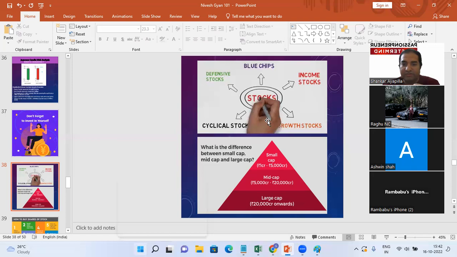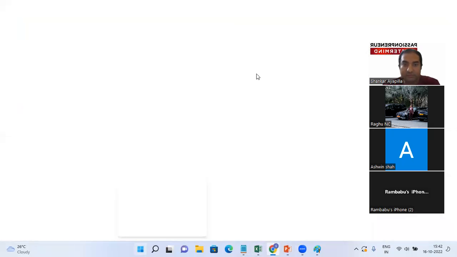Now there will be some stocks which are income generating stocks. For example, if I say Reliance, let's see the chart of Reliance. Do I have it open?